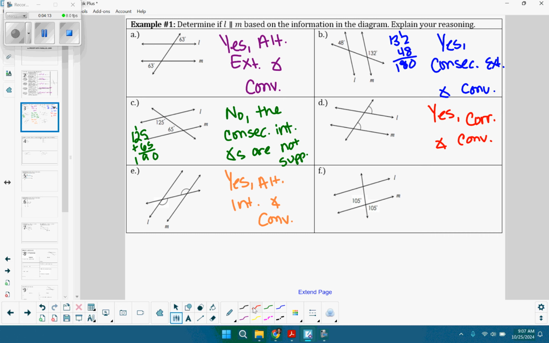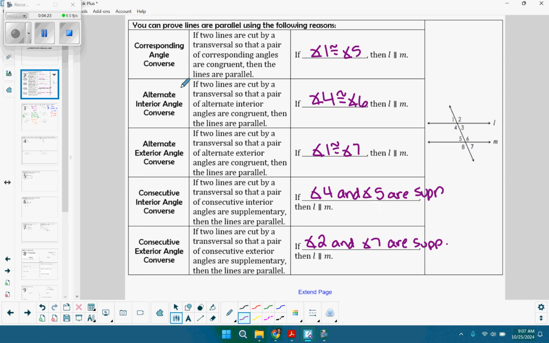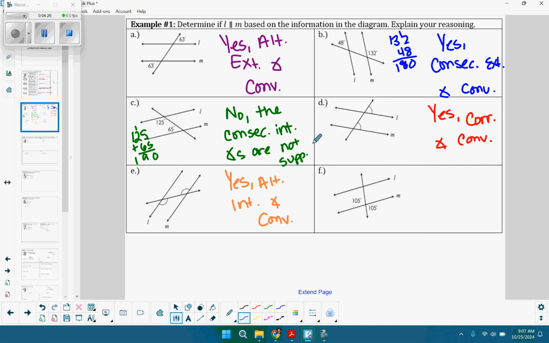And in our last picture, we have a pair of vertical angles. And if you recall, vertical angles were something we learned back in chapter 1 that had nothing to do with parallel lines. It's not one of the 5 ways we just discussed here. So this is no, because vertical angles don't make lines parallel.